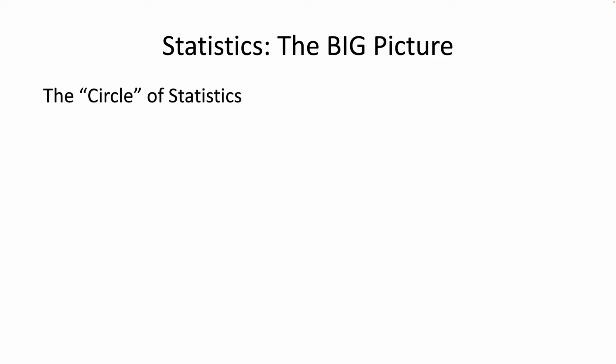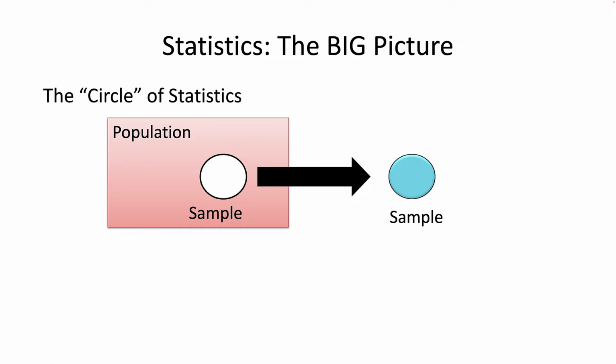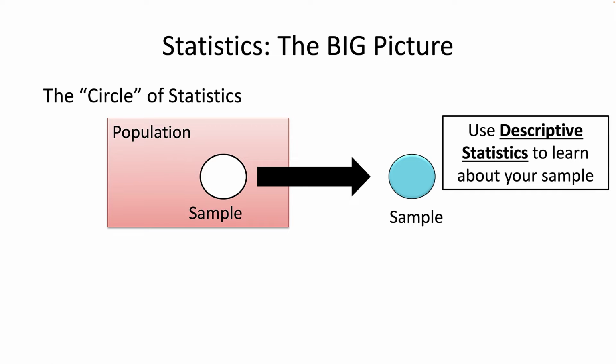Think of it as the circle of life. In statistics, we often start out wanting to know something about a population, but the population is usually too large for us to access. So we'll start by carving out a sample. Once we take a sample from our population, we'll then collect data from our sample. We use descriptive statistics to learn about our sample. Once we learn about our sample, we then want to use that information to make inferences about our population.